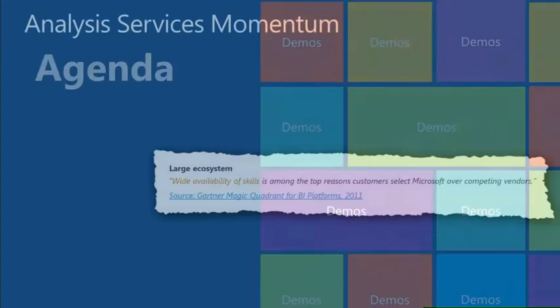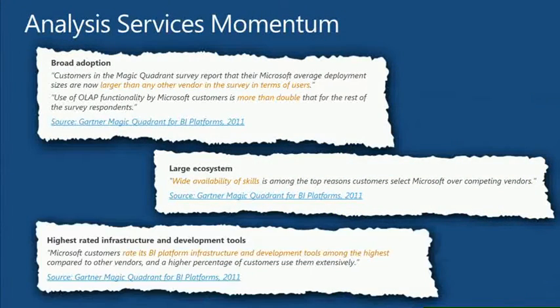The first thing I wanted to show you is our Analysis Services momentum. Analysis Services is a large, growing multidimensional, or analytics, provider in the world. We have very broad adoption, larger than any other vendor. We have a very large ecosystem. There are many tools that are building on top of Analysis Services, whether it's multidimensional or tabular.